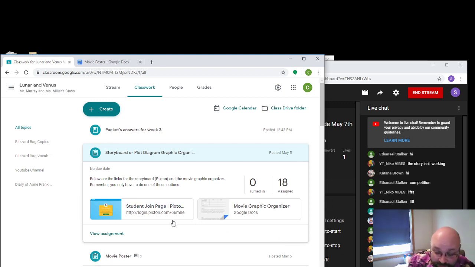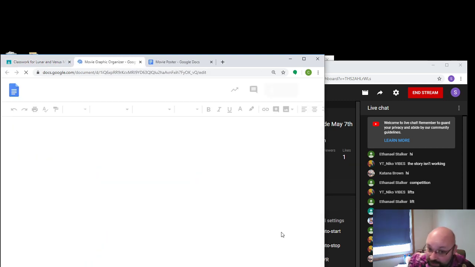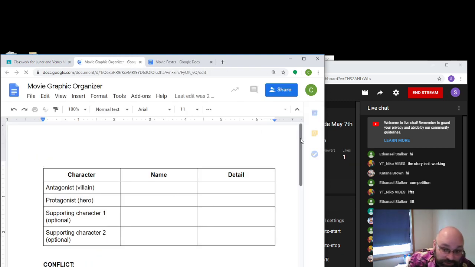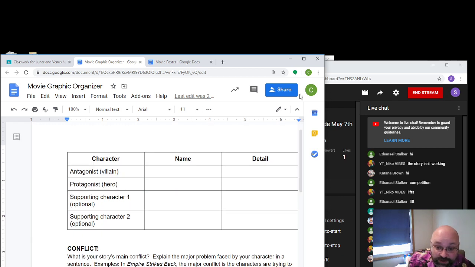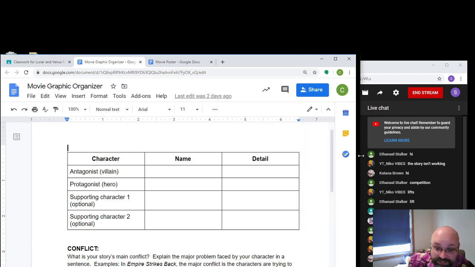Now, if you don't want to do the comic, if you think that one's a little too difficult, maybe you're not very artistic, or maybe you just don't like comic books, instead you can click on the movie graphic organizer. On this one, all you're going to do is type in your information. So this would be if you'd rather just work with words, right?